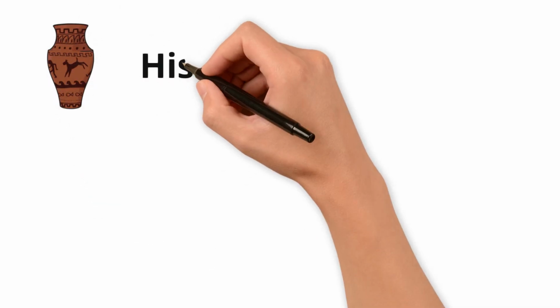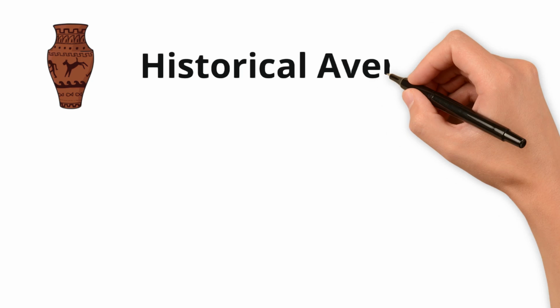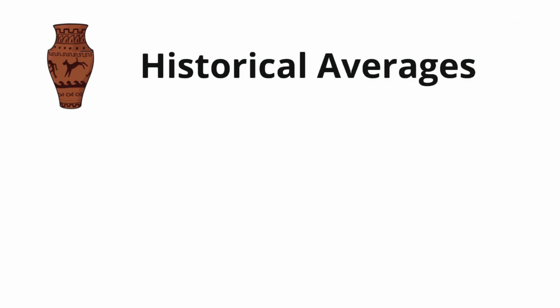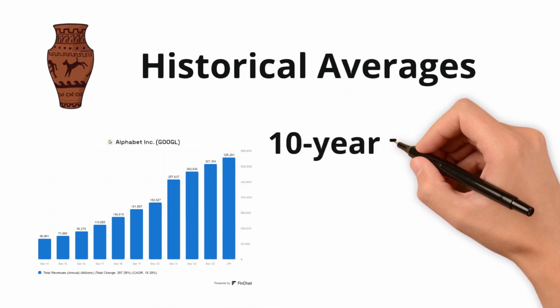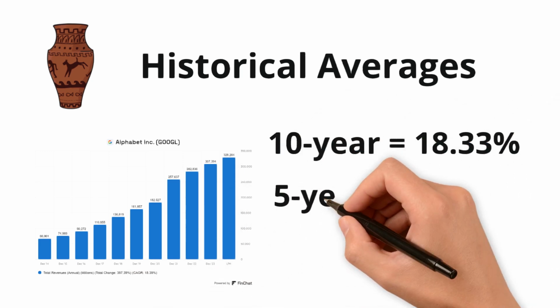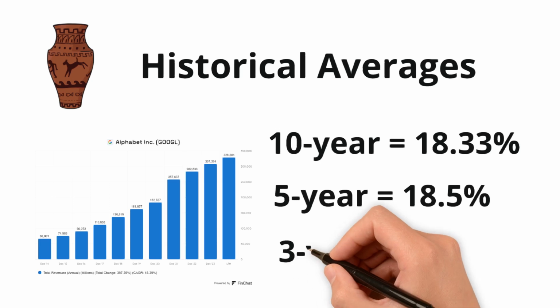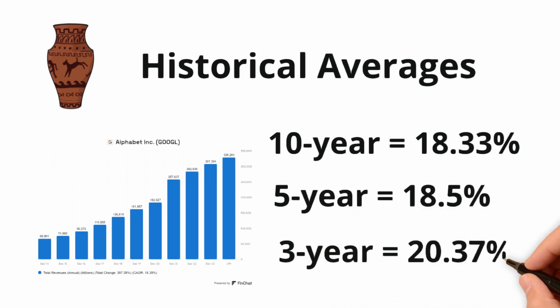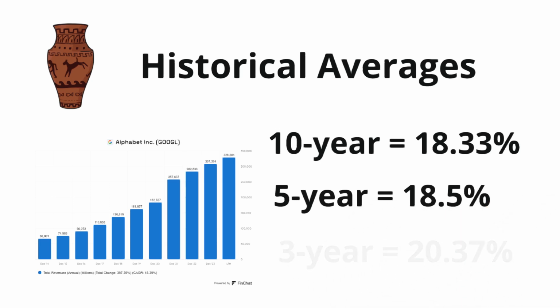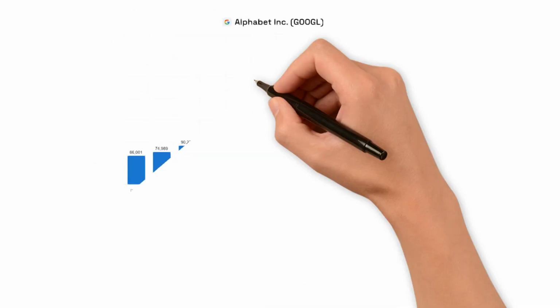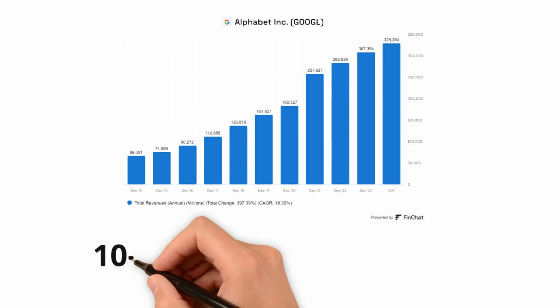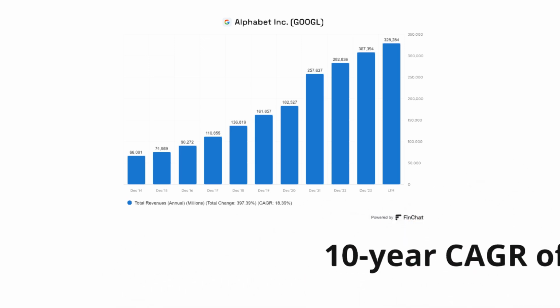Historical growth rates tell us how well Google performed in the past. We can use these rates to project the potential for future growth. However, we must understand the past offers zero assurance it will continue. For example, Google has grown revenues over the 10 years at 18.33%, over 5 years, 18.5%, and over 3 years, 20.37%. Outstanding stuff, and we could average those rates and use 19% as our revenue growth estimate. Using FinChat, free by the way, we can see Google has compounded revenue growth at 18.52% over the past 10 years.